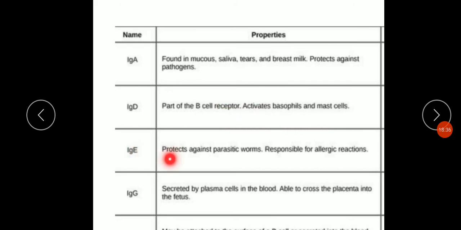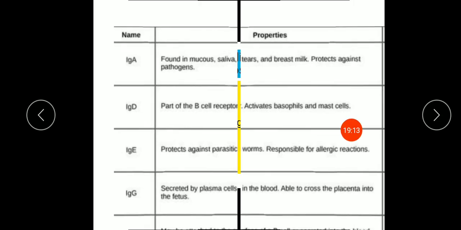IgE protects against parasitic worms and is responsible for allergic reactions. So they are mediators in allergic reactions. Then IgG. IgG is secreted by plasma cells in the blood and is able to cross the placenta into the fetus. And one more is there, IgM. That IgM activates the B cells. So all these are the functions of the different types of antibodies.